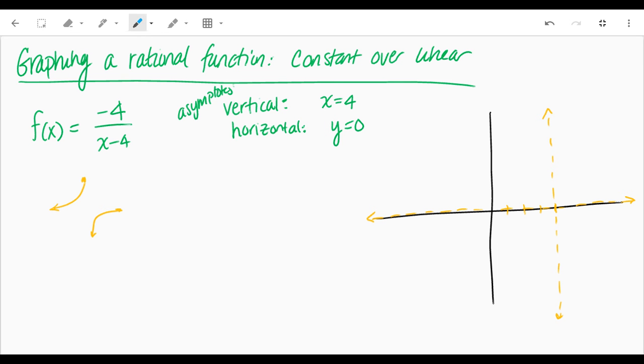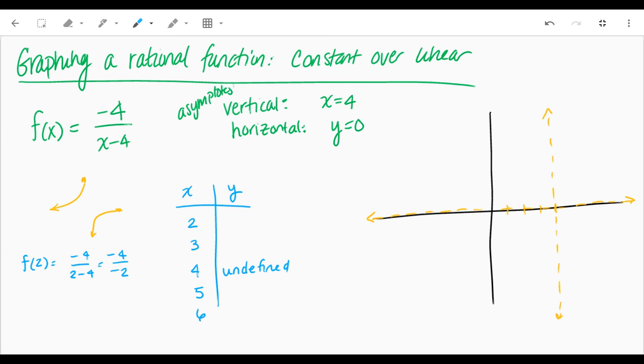So your best bet here is just move out from that vertical asymptote. We can make a little table of values here with x and y, and we'll put 4 in the middle. That's where our function is undefined, which is what makes that asymptote at x equals 4. And so we'll find our points when x is 3, when x is 2, when x is 5, and when x is 6. You literally just plug them into the function. So f of 2 would be negative 4 over 2 minus 4, which is negative 4 over negative 2. So that's going to be positive 2.